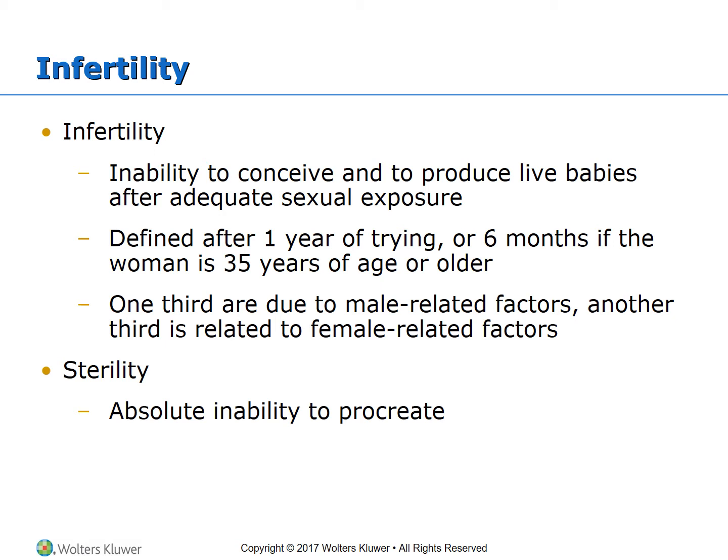One third are related to male-related factors. Another third is related to female-related factors. The cause is unknown in some cases of infertility. Many factors that contribute to infertility inhibit blood flow to the reproductive tissues or cause blockages. And sterility is the absolute inability to procreate. A woman does not have or is unable to produce eggs, and the man may not have or is unable to produce adequate amounts of sperm.